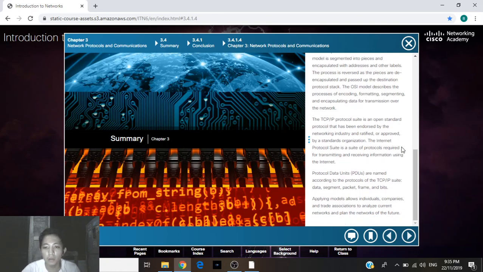The PDUs, protocol data units, are named according to the protocols of the TCP/IP suite: data, segment, packet, frame, and bits. Applying models allows individual companies and trade associations to analyze the current network and plan the network of the future. So, here's the summary of the chapter.